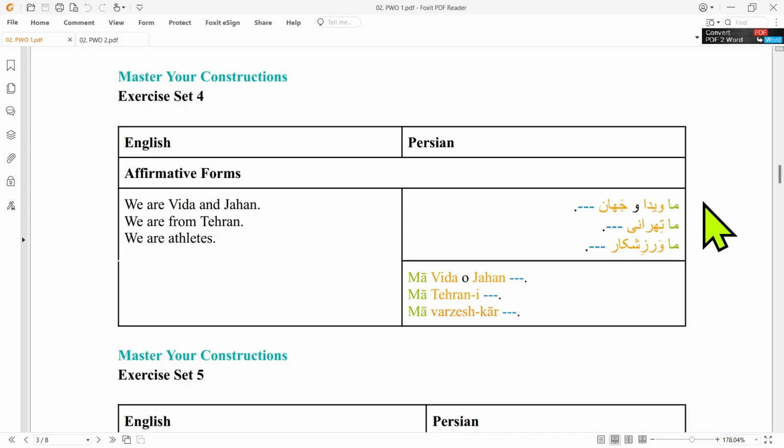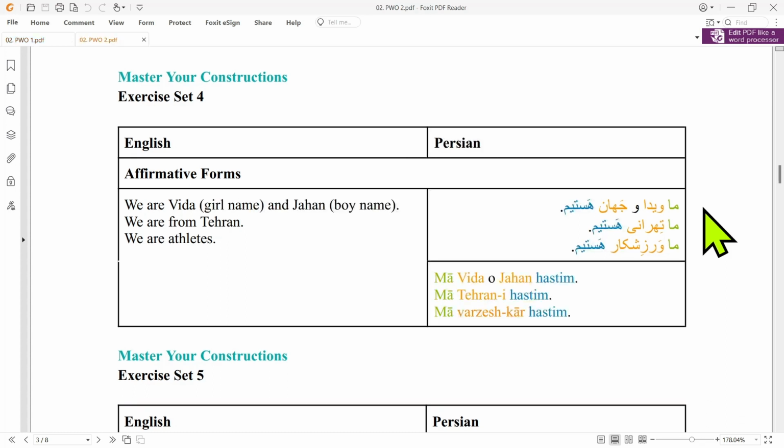Now the first person plural, ma hastim. We are. How can we form the statements we are Vida and Jahan, we are from Tehran, and we are athletes? Ma Vida o Jahan hastim. Ma Tehrani hastim. Ma varzeshkar hastim.